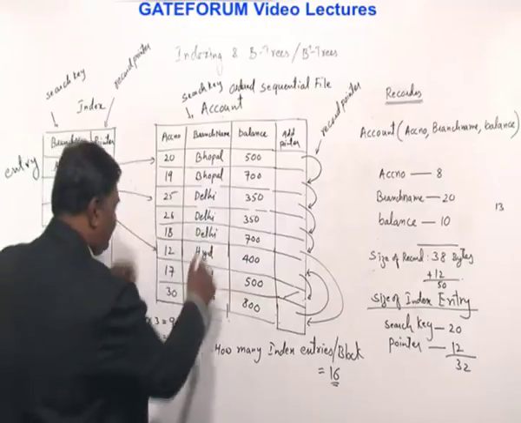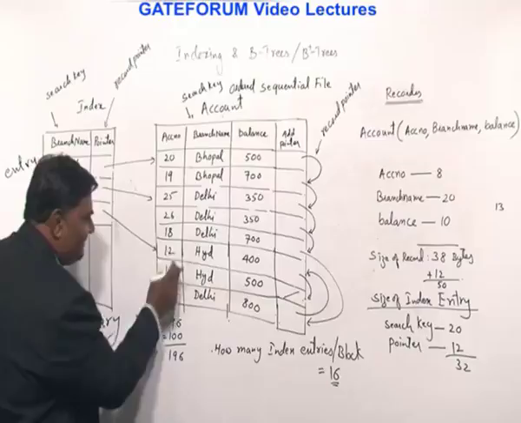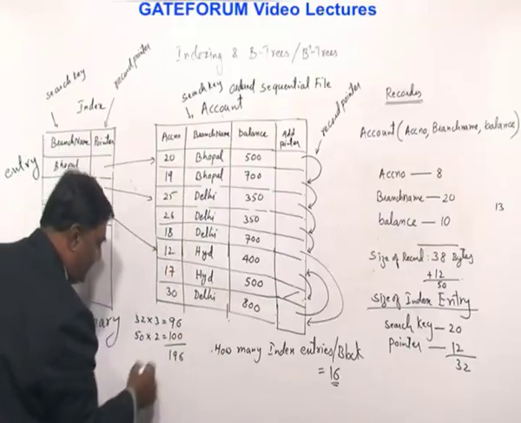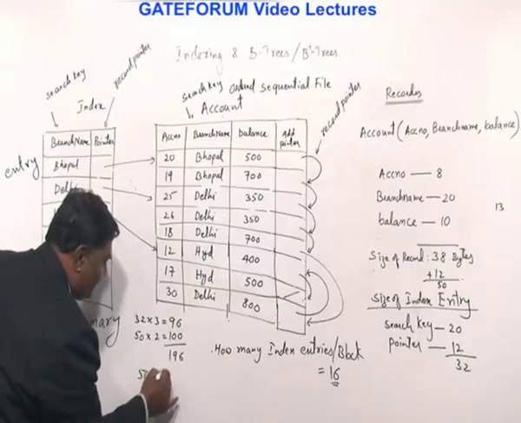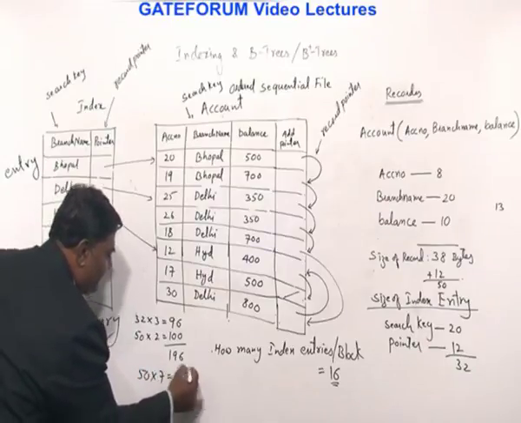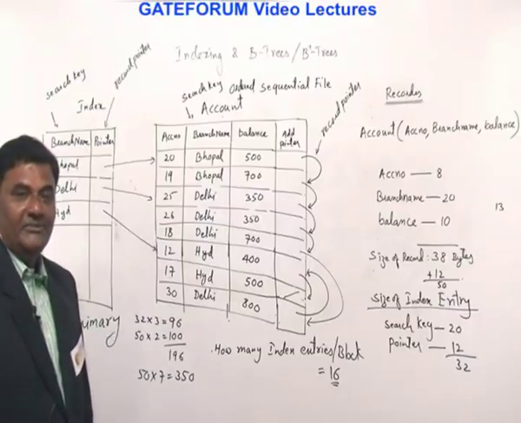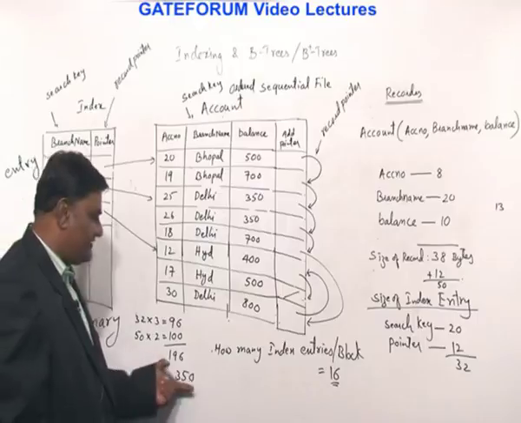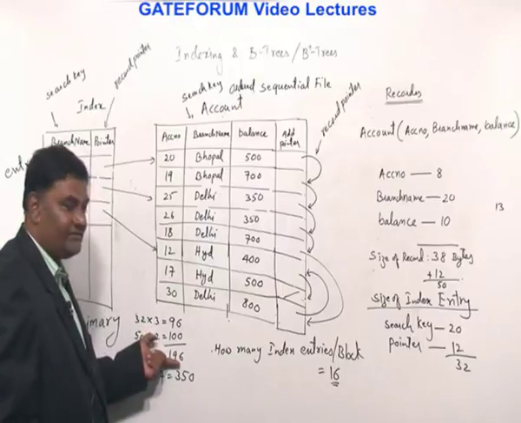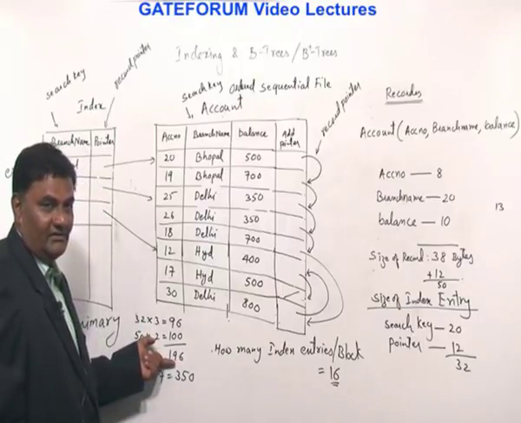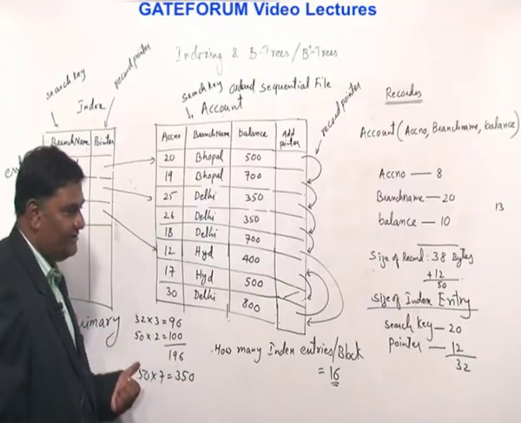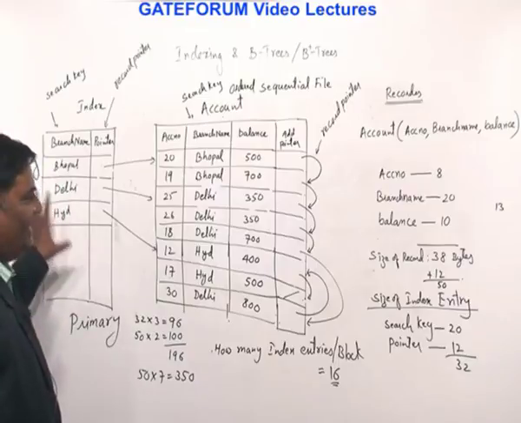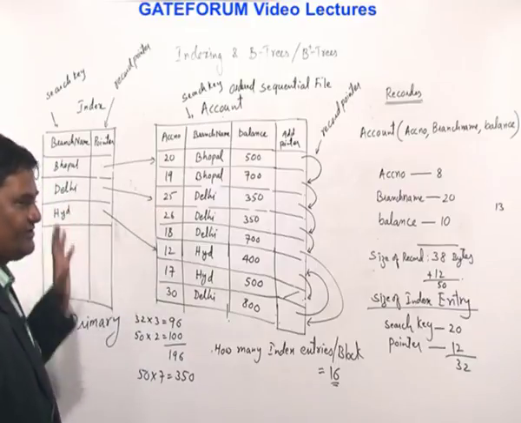Otherwise, if I directly access the table, then there are 7 records in total, 1, 2, 3, 4, 5, 6, 7, including all Hyderabad records. So 50 into 7, so I would be accessing 350. I am measuring bytes directly, not just records. So instead of accessing 350 bytes, I am accessing just 196 bytes. Right? So almost 50% reduction, you can say. That's how an index helps in accessing the records faster.